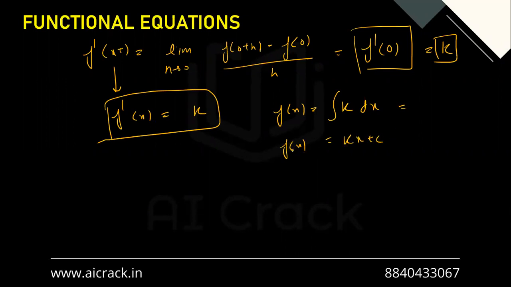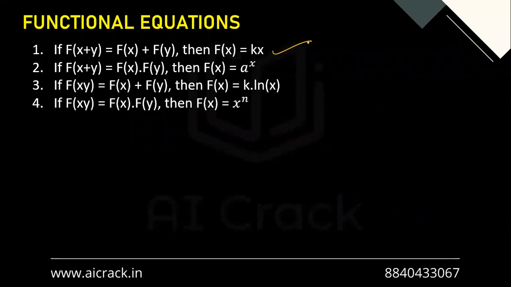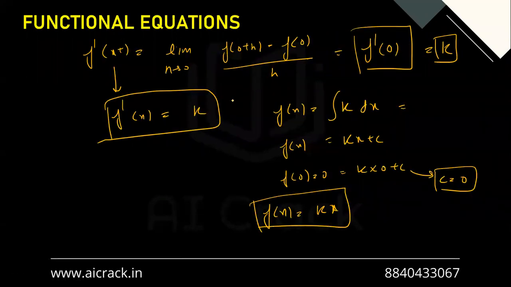Now we know that f(0) = 0, so 0 = k times 0 + c. That would give me c as 0. So basically, f(x) = kx. So this was the derivation for this first example. You can similarly derive all these three, but just to clarify how to derive these equations with the help of the first principle of differentiability, we did this.